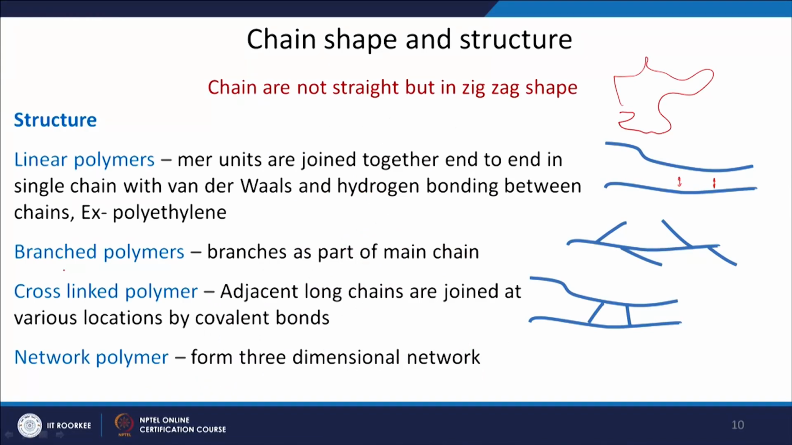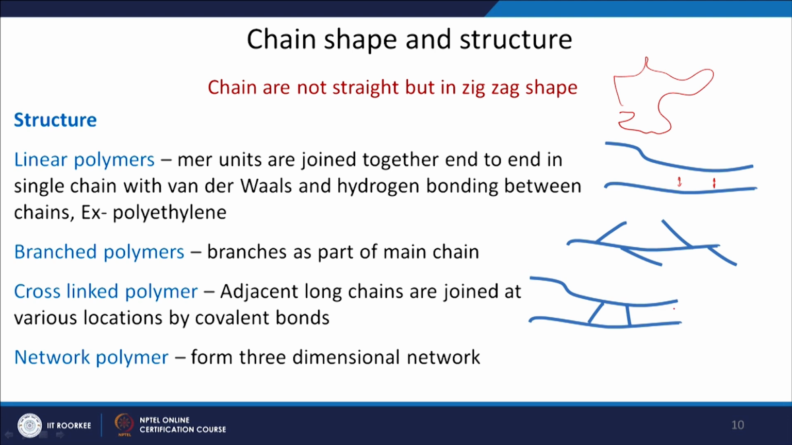Another kind of polymer is the branch polymer. In this case you can have small branches coming out of the main big chain. These are called branch polymers. Then you can have cross linked polymers.